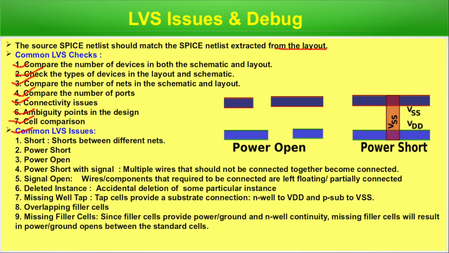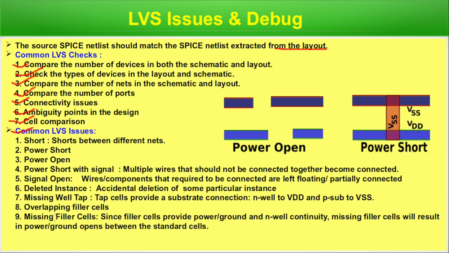Now signal open. Wires or components that are required to be connected are left floating or partially connected. Deleted instance. Accidental deletion of some particular instance that should be there. When we are checking or comparing one to one, at one point we will find that one instance is less. So there is something missing that will get reported. Now missing well tap. Tap cells provide a substrate connection, NWELL to VDD and P-sub to VSS. So if NWELL is used for a connection, a missing well tap basically means discontinuity in the connection.